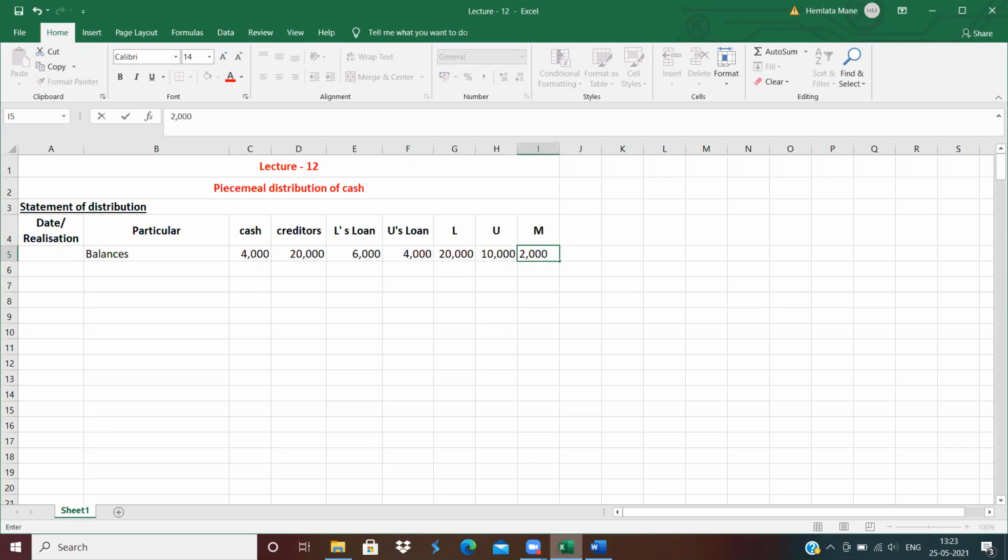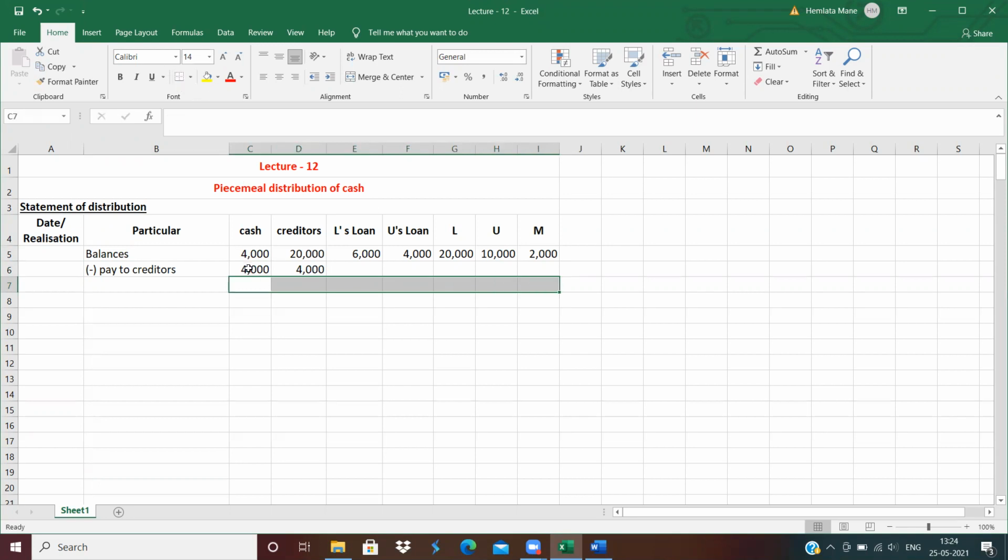Now, first pay to whom? First pay always realization expenses, but realization expenses are not given. Second, contingent liability is also not given. Third is outsiders' loan. Outsiders' loan, creditors, is given. So pay to creditors. How much cash is available? 4,000. So pay 4,000.